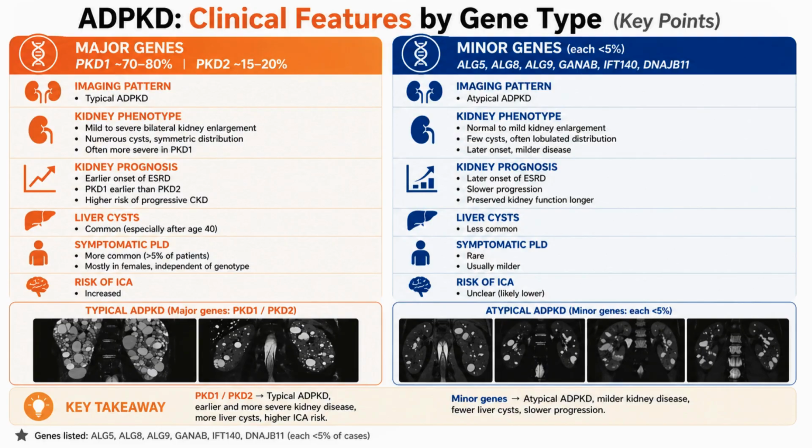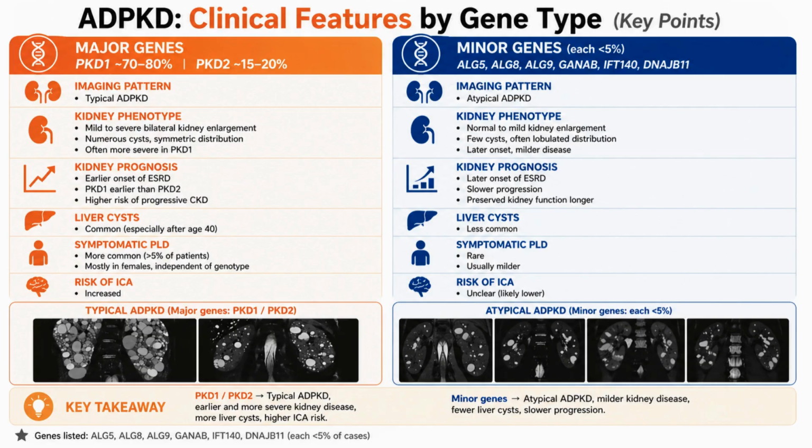This is usually the more severe form. Patients develop larger kidneys, more cysts, and earlier progression to kidney failure. PKD2 accounts for around 15 to 20%. It's generally milder, with slower progression, and patients reach kidney failure much later, sometimes decades later. In typical ADPKD, you see bilateral, symmetrical kidney enlargement with numerous cysts distributed diffusely.